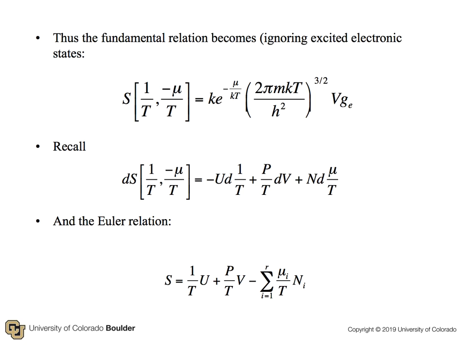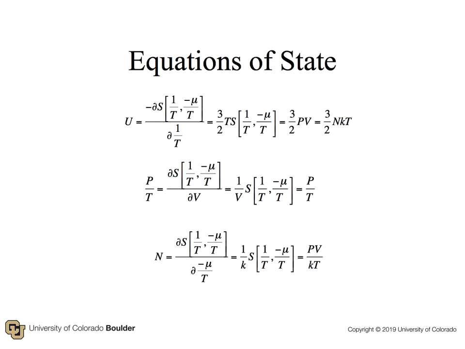And here it is. This is the Massieu function, in which we've replaced u with 1 over T and eta with minus mu over T. And there is the function. This is the fundamental relationship for a monatomic ideal gas. And so the differential form of that relation is shown, and we know the Euler relation is shown. And so we can get the equations of state for the ideal gas.